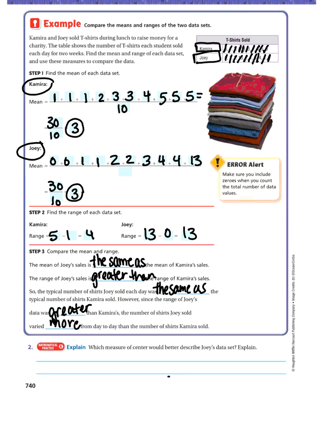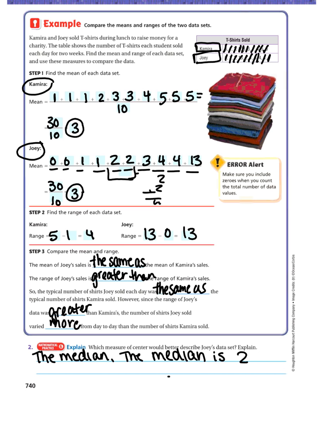Number 2. Explain which measure of center would better describe Joey's data set, and explain. So the median is 2, because we're going to look at 1, 2, 3, 4, 5, 6, 7, 8, 9, 10. So there's 4 on this side, 4 on this side. These are 2 in the middle. 2 plus 2 is 4. Divided by 2 equals 2.